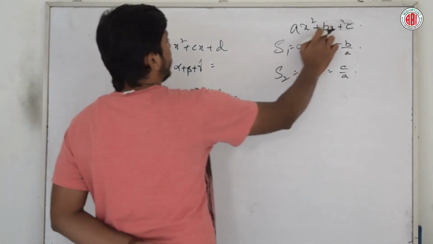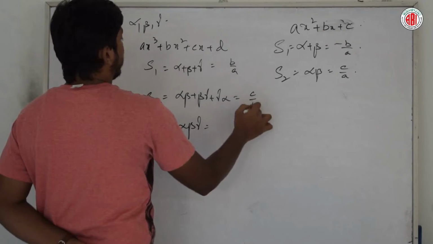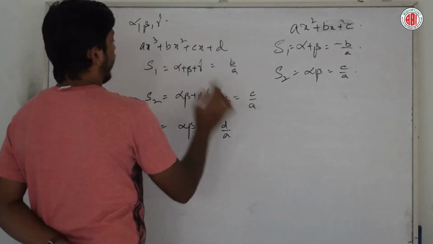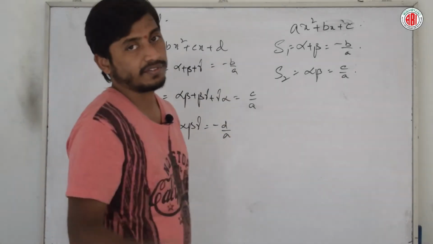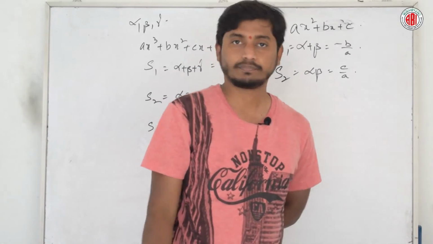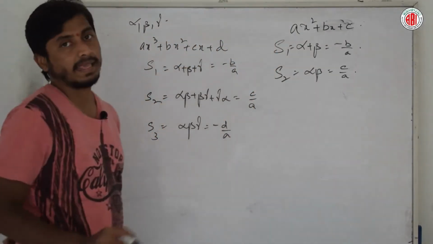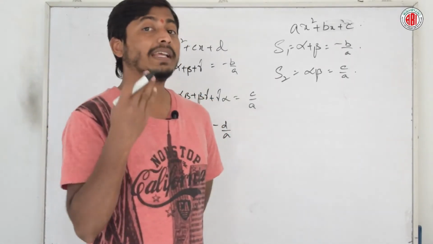So what is the formula? Here if you observe, b by a, c by a. Here also b by a, c by a and d by a. But the only thing is the minus sign will alternate, one after the other. Done? Is it okay? Then this is the basic formula you can easily remember. What if the degree is increased?